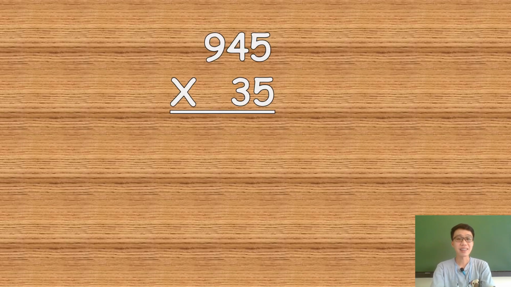For us to better understand the lesson, let us simplify the explanation. So we have 945 times 35. The first one that we're going to do is to multiply 5 by 5. 5 times 5 is equal to 25. Write 5 and then carry 2. Next, 5 times 4 is equal to 20.